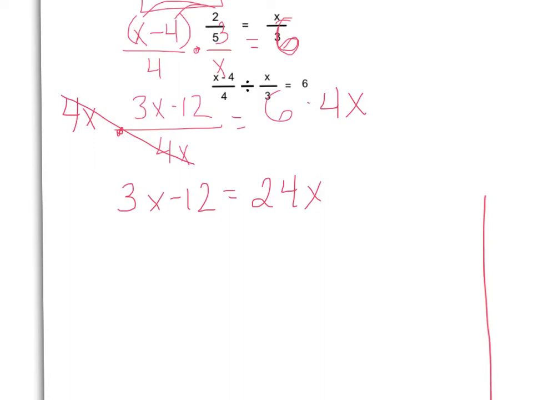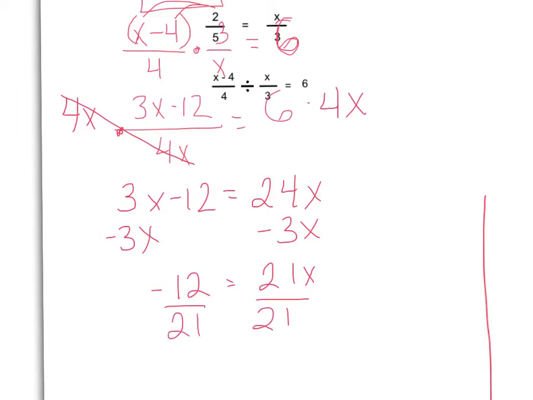Okay, now this is just like any other equation that you have ever solved in your entire algebra career. You want the x's all on one side, and then you want to get those x's by themselves. So, subtracting 3x, because that's my smaller one and I like doing that, negative 12 equals 21x. Need to get that x by itself, so I divide by 21. So x equals negative 12 over 21. And I notice that that can be reduced, so I'm going to reduce it.